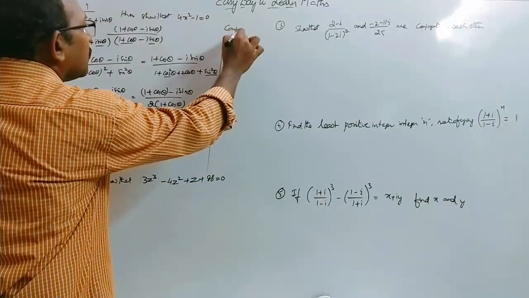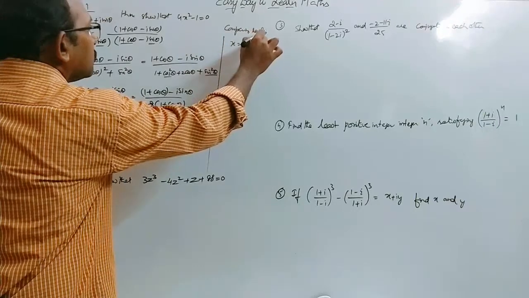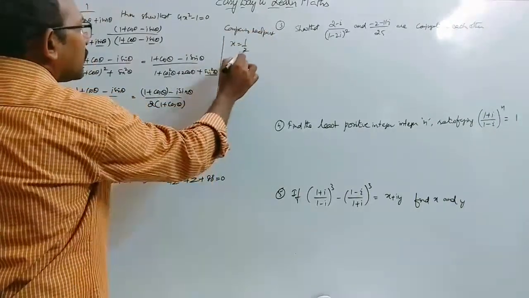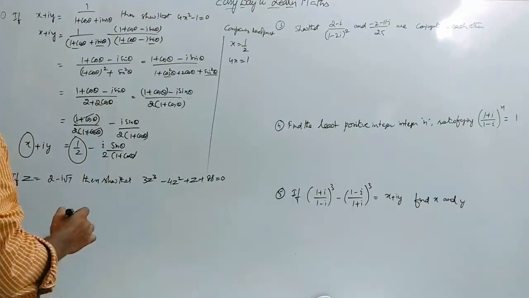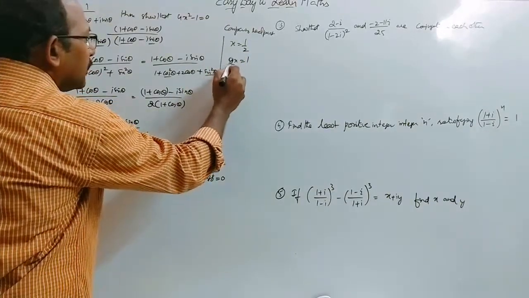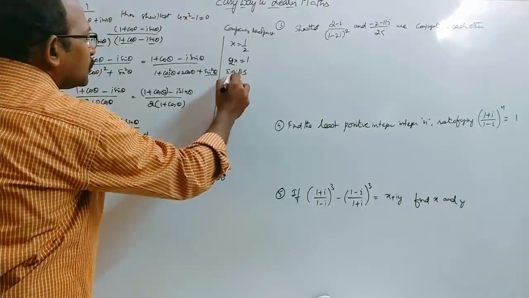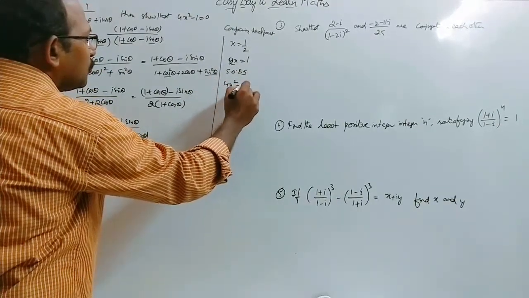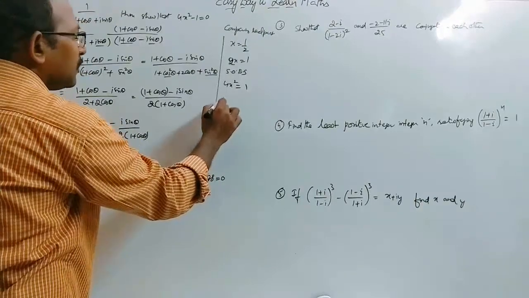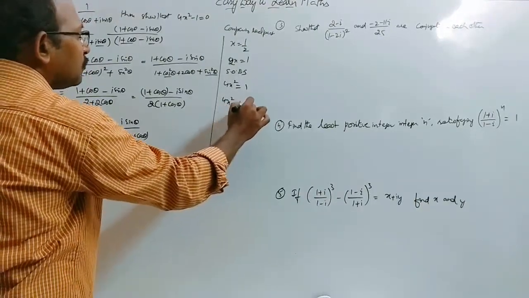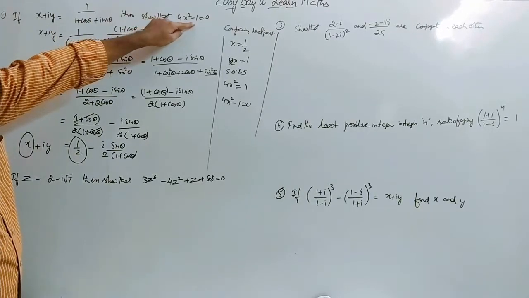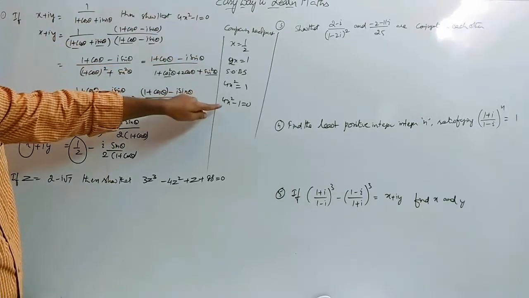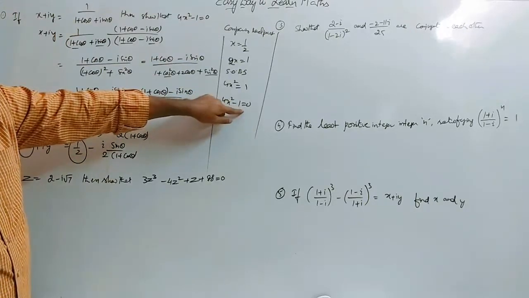Comparing real part, then after cross multiplication, 4x is equal to 1. Sorry, 2x is equal to 1. Then squaring on both sides, 4x square is equal to 1 square, which is nothing but 1. Therefore, 4x square minus 1 is equal to 0. Here it is asked to show that 4x square minus 1 equals 0. What we have derived: 4x square minus 1 equals 0.